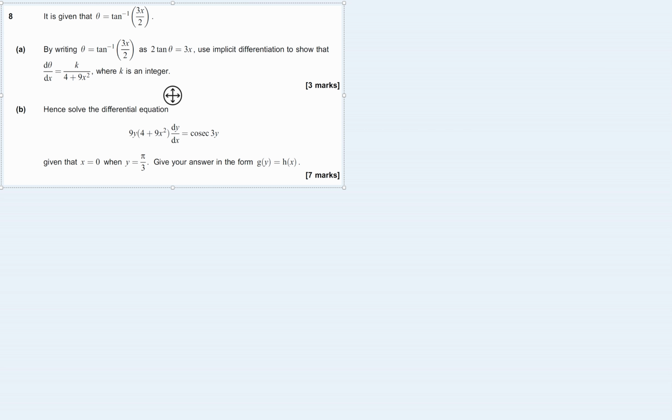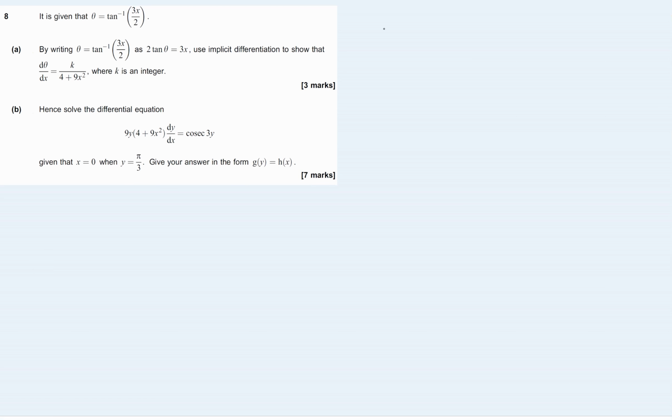Implicit differentiation. So let's just get it in shot there. Now, it's quite a confusing start to a question. By writing theta equals inverse tan of 3x over 2, as 2 tan theta equals 3x, use implicit differentiation to show that d theta by dx is equal to k over 4 plus 9x squared, where k is an integer.